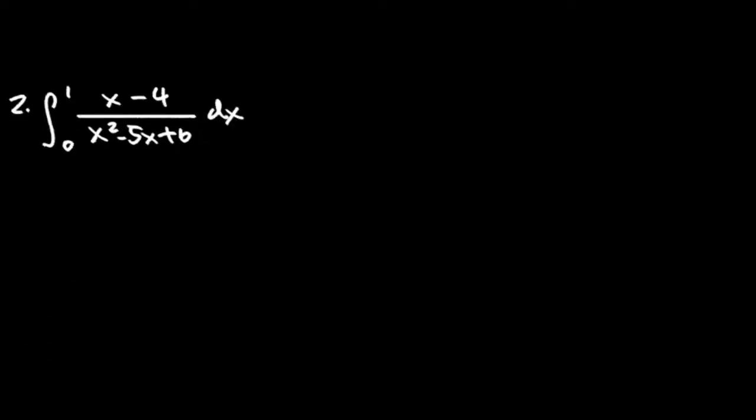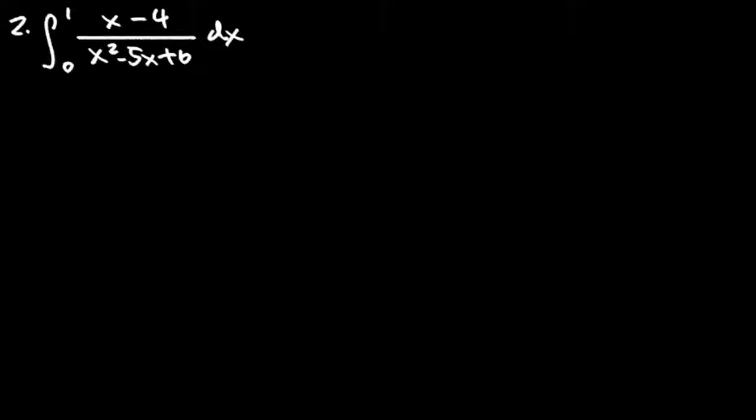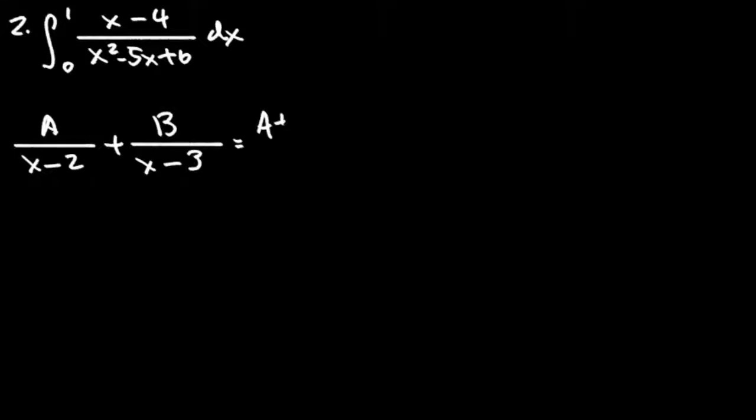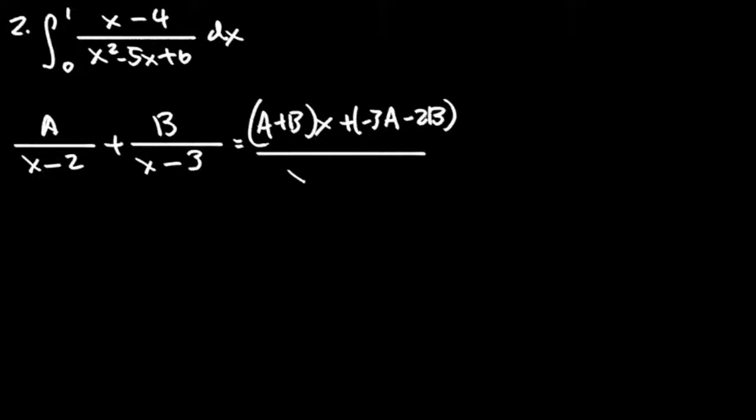All right, let's try this one now. So similar thing. This is going to factor into x minus 2 times x minus 3. So a over x minus 2 plus b over x minus 3. Let's see what that equals. That'll be a plus b all times x, and then that'll be a -2b and a -3x, I mean, -3a, all divided by this thing.